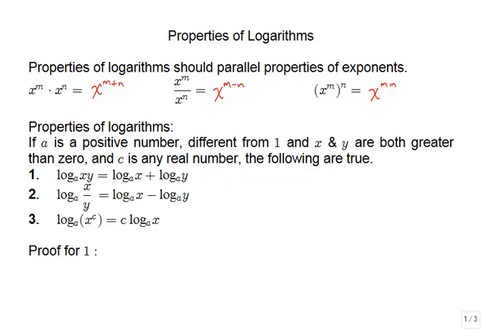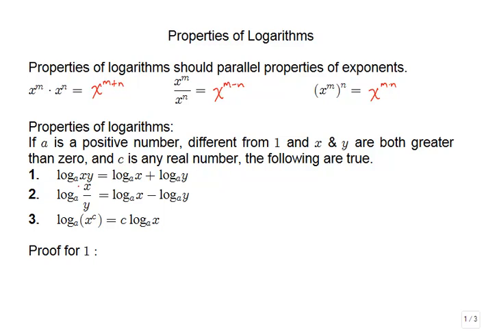So our properties for logs are going to be similar in that they're going to take products and change them to additions, quotients change them to subtractions, and powers being multiplied. Okay, so let's talk about our three properties. First of all, we're going to assume that the base a is a positive number different from 1. The x's and the y's are numbers that are greater than 0, and c can be any real number.